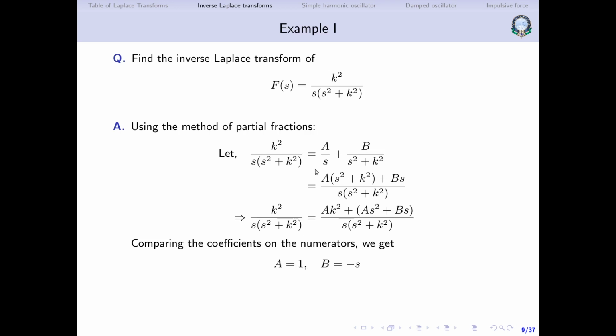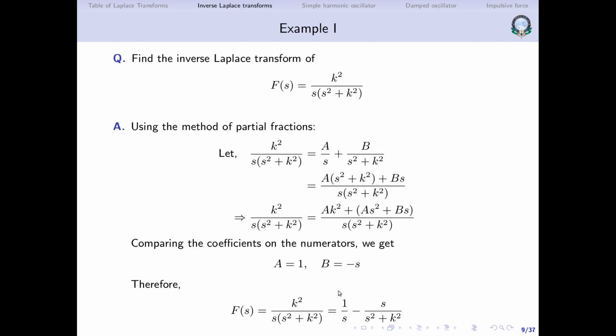Now plug this back in to this. So we'll put a 1 here and we'll put a minus s over here. So this will give us f of s is equal to k squared by s into s squared plus k squared, which is equal to a by s. A is equal to 1, so 1 by s. B is equal to minus s, so minus s by s squared plus k squared.